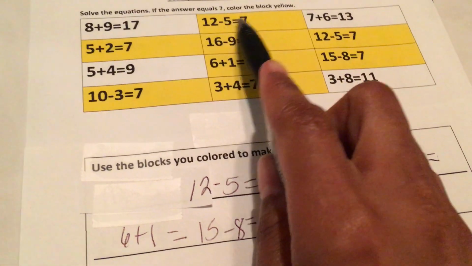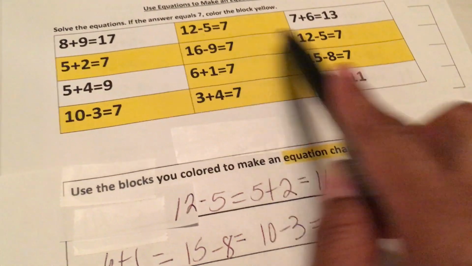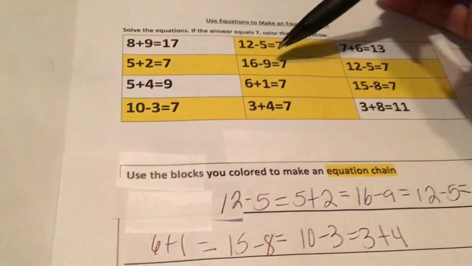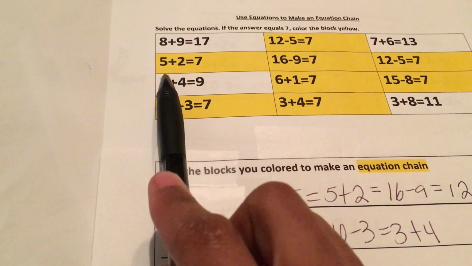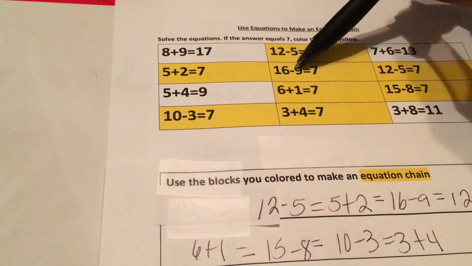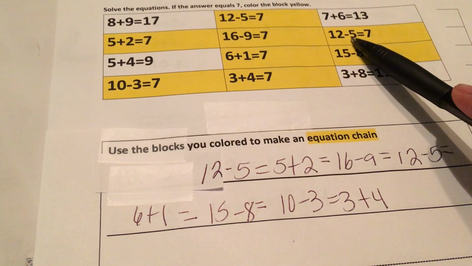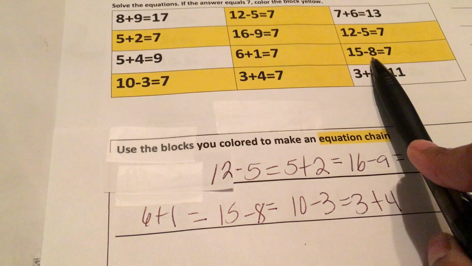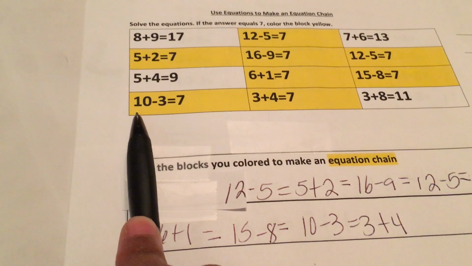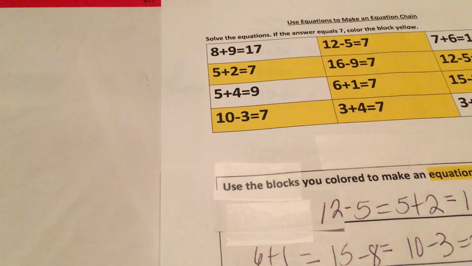So what I did was I just followed along, and it's kind of like a chain. I followed the chain of the blocks, and I just wrote down the problem. So if you look at the first one, you have 12 minus 5 right here. And then the next one is 5 plus 2 right here. And then you have 16 minus 9. And then the next problem is 12 minus 5. And then 6 plus 1. And then you put the equals 15 minus 8 equals 10 minus 3 equals 3 plus 4. And that is an equation chain.